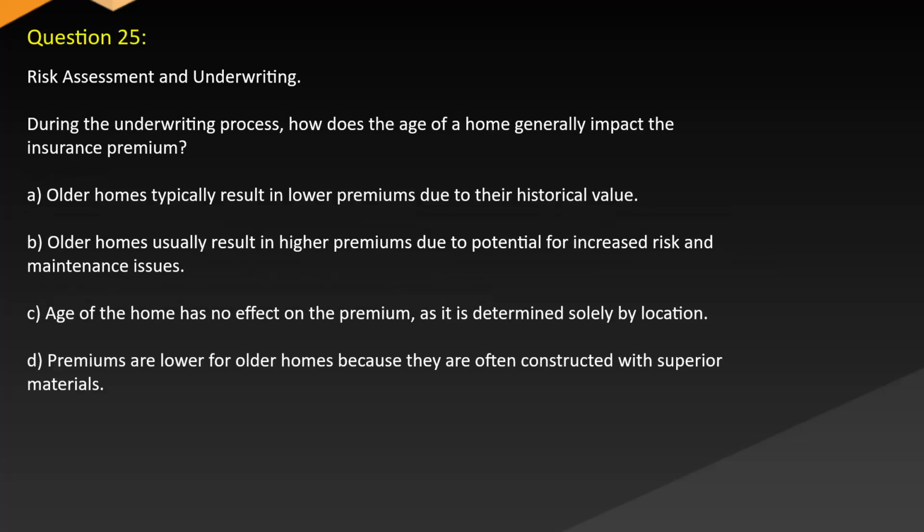Question 25. Risk assessment and underwriting. During the underwriting process, how does the age of a home generally impact the insurance premium? A. Older homes typically result in low premiums due to their historical value. B. Older homes usually result in higher premiums due to potential for increased risk and maintenance issues. C. Age of the home has no effect on the premium as it is determined solely by location. D. Premiums are lower for older homes because they are often constructed with superior materials.